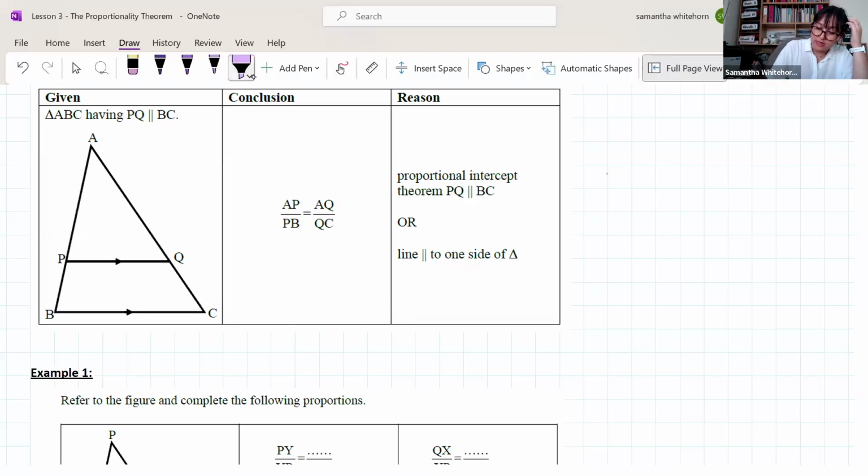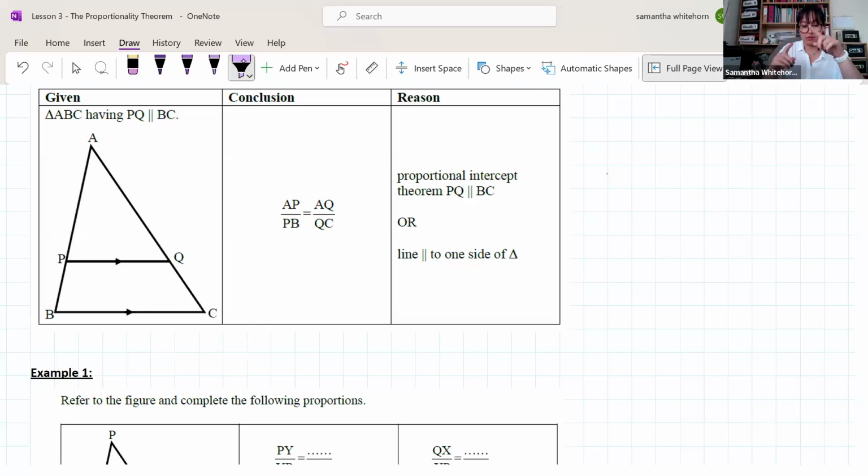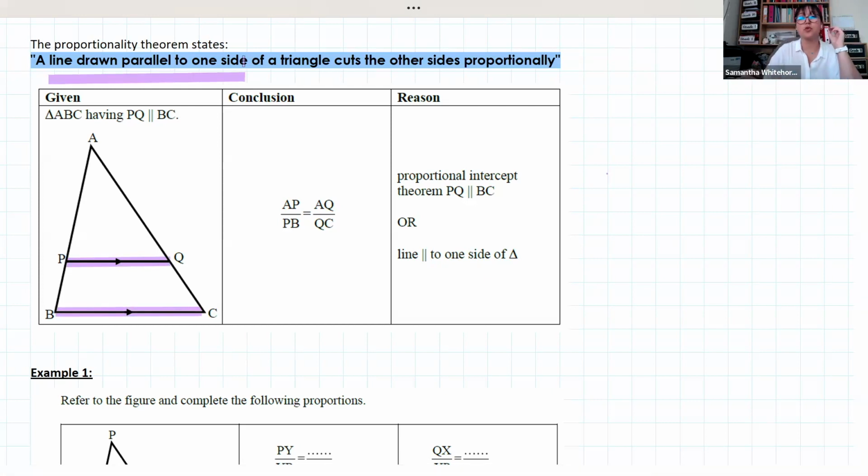So looking at the diagram that I've given you guys, you've been given triangle ABC, big triangle, and you have been told that PQ is parallel to BC. So that's what we give you, a line drawn parallel to one side. Those are the two lines. The one side of my triangle in this case is BC, and we have drawn in the line PQ.